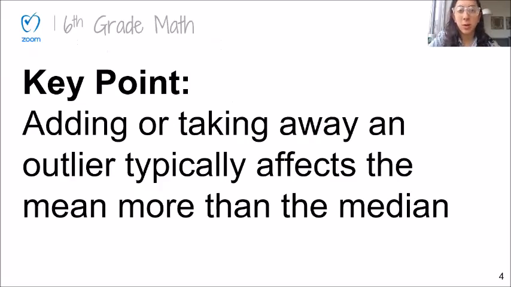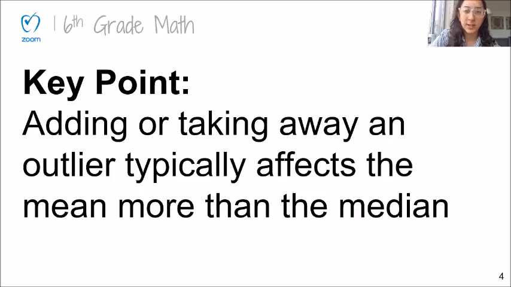And as we know, when we are finding the mean of a data set, we have to include all numbers in our calculation by adding them all together. But when we find the median, we are just finding the midpoint. So an outlier on the low end or the high end won't have a big impact on the median because we are just looking at that middle number. It might change, but it's not going to change as much as the mean because that outlier will be calculated into the mean when we find it. Again, to stamp our key point, adding or taking away an outlier typically affects the mean more than the median.